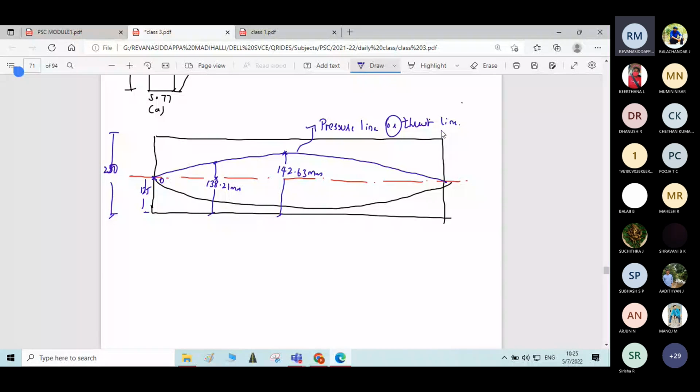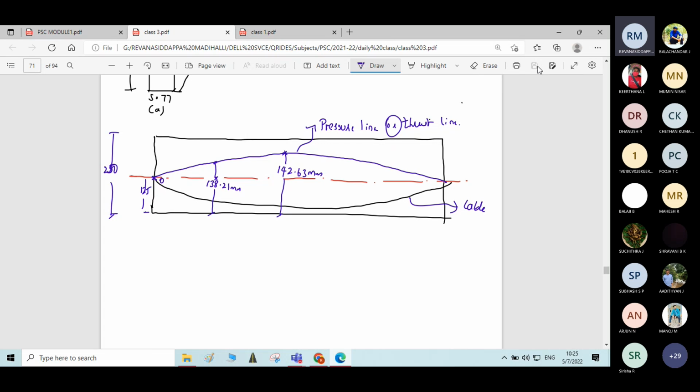What is the difference between the previous kind of problems and this kind of problem? Okay, the main difference here is the thrust line is located with respect to the bottom fiber. In the previous problems where we use the e is equal to M by P formula, there the location of the thrust line will be with respect to the cable profile. Okay, that is the difference. This is the cable line, and above is the pressure line.